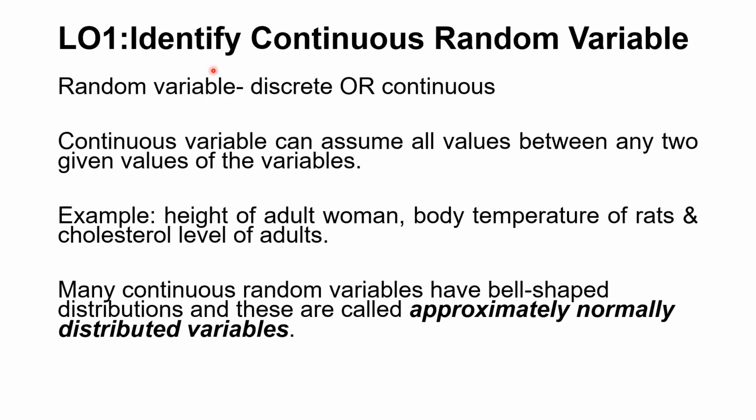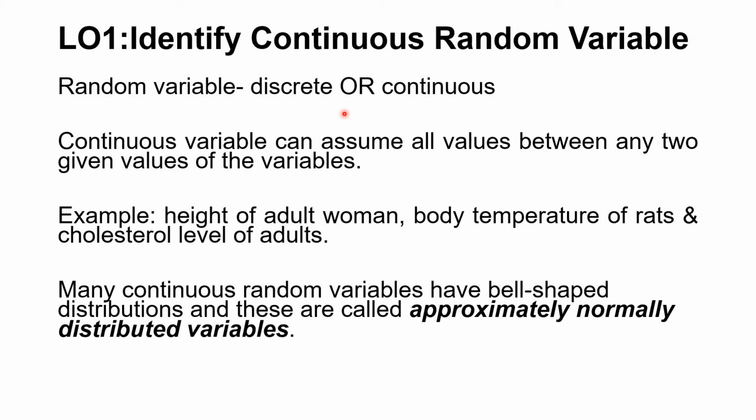So the first learning outcome here focuses on how to identify a continuous random variable. We know from our previous chapter that a random variable is either discrete or continuous. In the previous chapter we focused on discrete random variables, and for this chapter we will focus on continuous random variables. Continuous variables are simply variables where all the values between any two given values are considered. For example, the height of an adult woman.